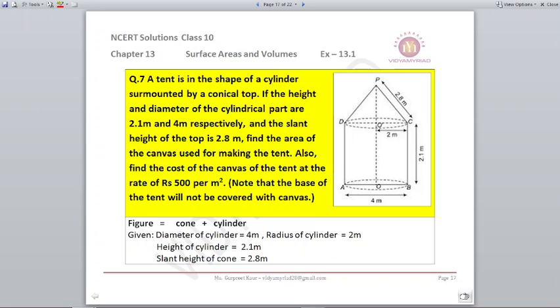Now, what does this figure show? The figure is in the form of a cone and a cylinder. We are given the diameter of the cylinder is 4 meters, so the radius of the cylinder will become 2 meters. The height of the cylinder is 2.1 meters and the slant height of the cone is given to us as 2.8 meters.